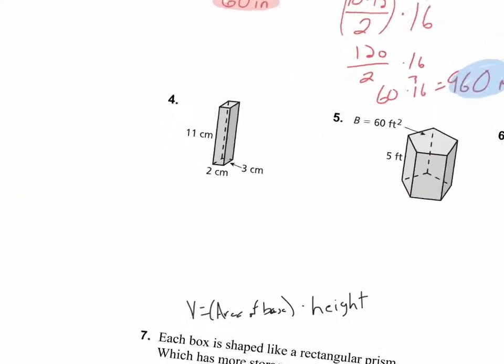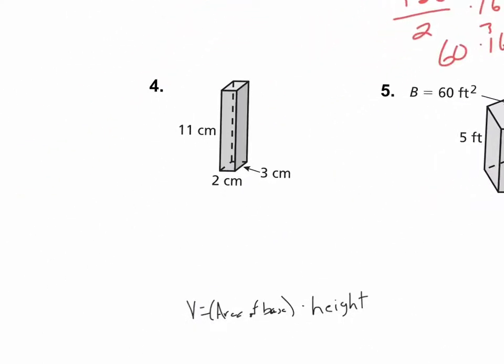Alright, going on. I want you to go ahead and try this one. So pause the video and try it. Alright, now that you've paused the video, they're all rectangles, so this is going to be my base right here. So length times width, 2 times 3. And then that's the area of the base times your height, which is 11. So 6 times 11 is 66. And then we label it centimeters cubed.